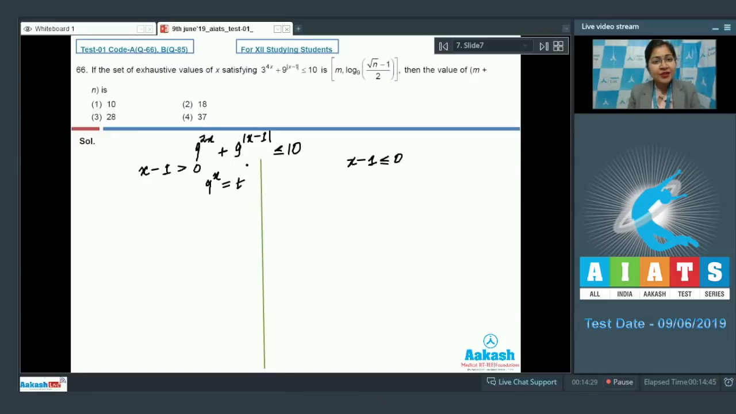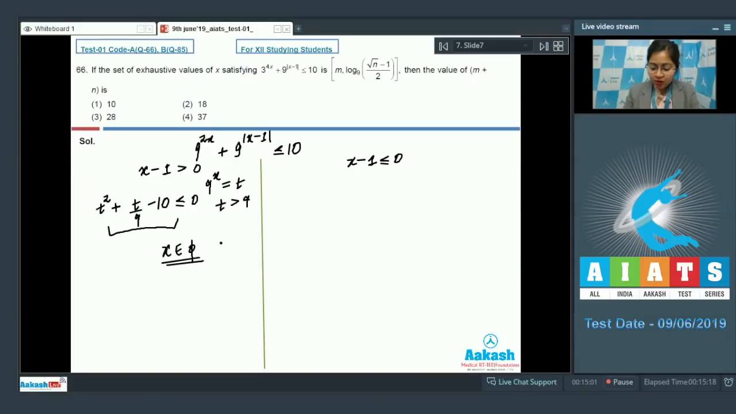Now if x is greater than equal to 1, it will mean that t will be greater than or equal to 9, right? So we will get the inequation as t square plus 9 raised to the power x minus 1, so t upon 9, minus 10 is less than equal to 0. Now here as we have that t is greater than equal to 9, this value can never be non-positive. So from here we will get x belongs to the empty set.